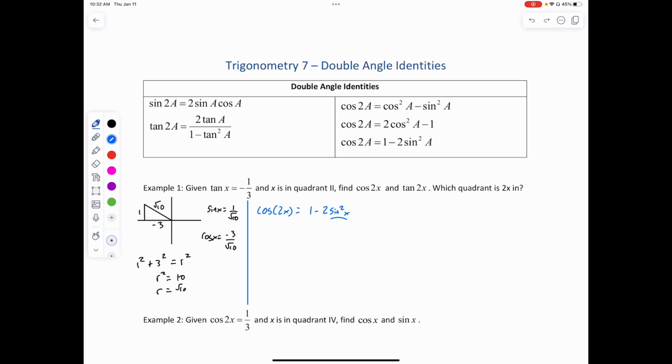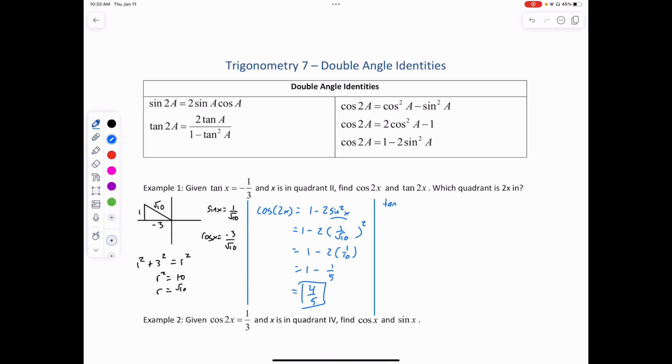So going back to this particular problem, we see that we have the cosine of 2x is equal to 1 minus 2 times sine, which is 1 over radical 10, squared. Well, 1 over radical 10 squared is just 1/10. So this is 1 minus a fifth. If you have a whole pizza and you take a fifth of the pizza away, you have 4/5 of the pizza left. Or of course, we could write it as a common denominator.